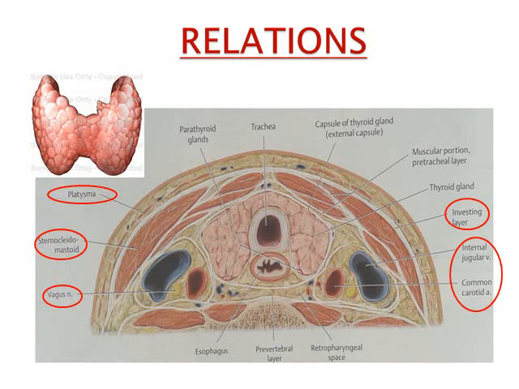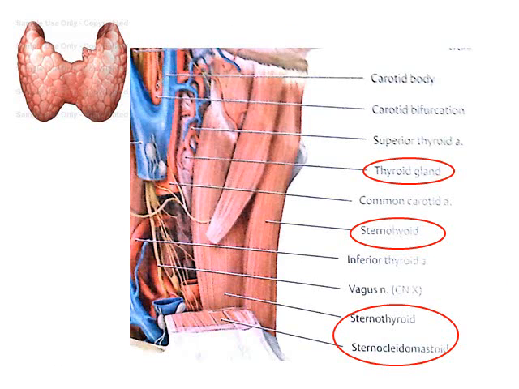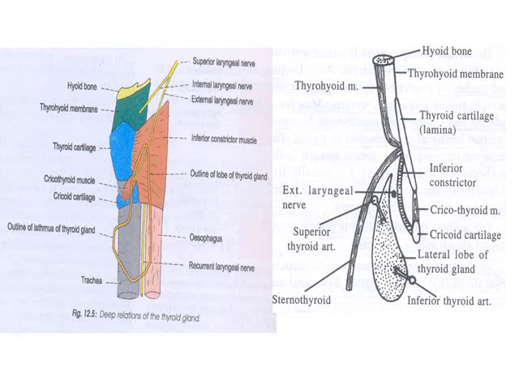Then when you come to the medial aspect, the medial border, medial surface, you will have the larynx and trachea below, posteriorly the pharynx and esophagus. Larynx and trachea in the front, esophagus and pharynx behind. And cricothyroid muscle in front and inferior constrictor muscle behind.